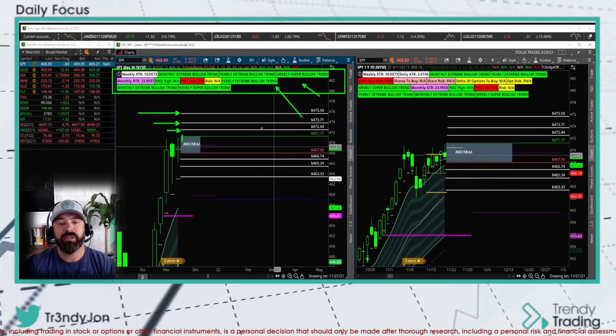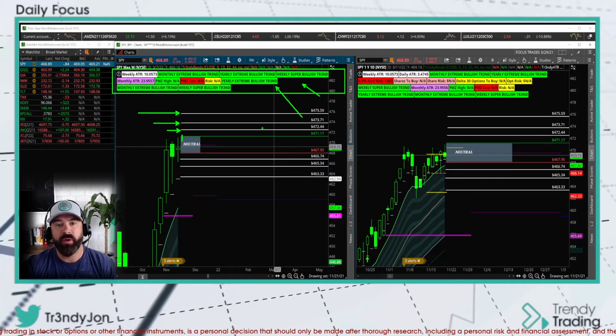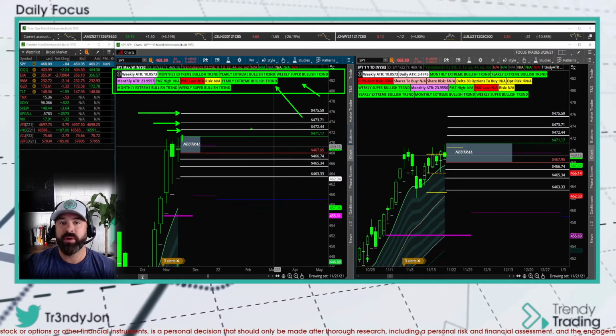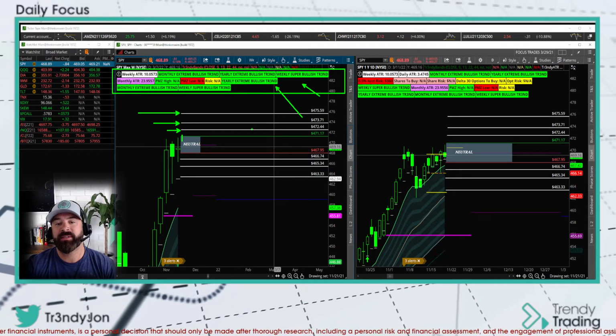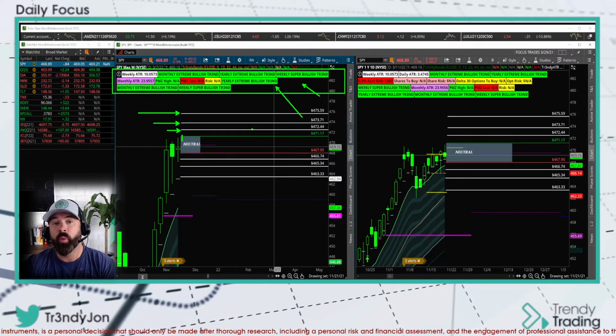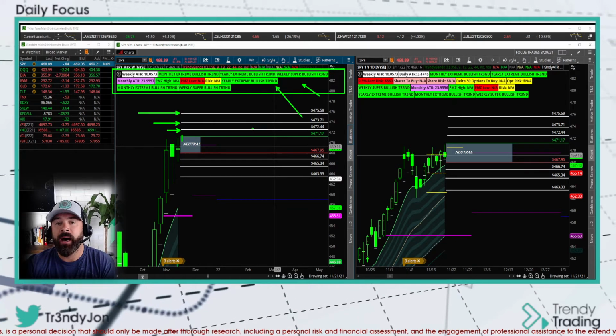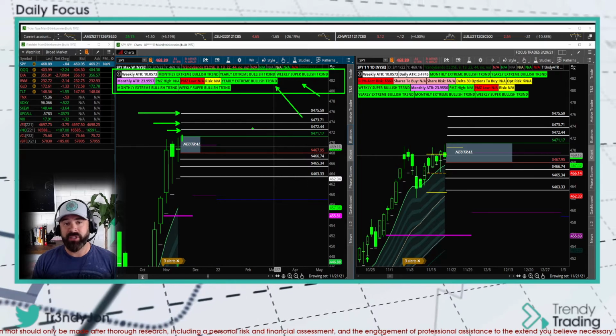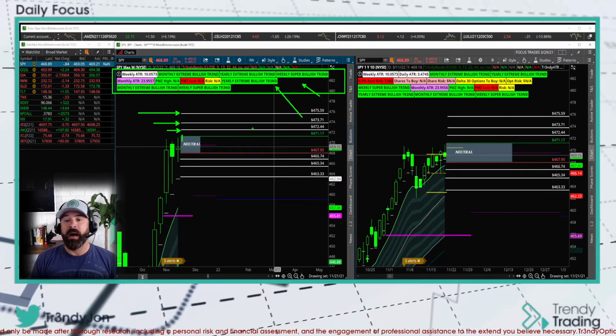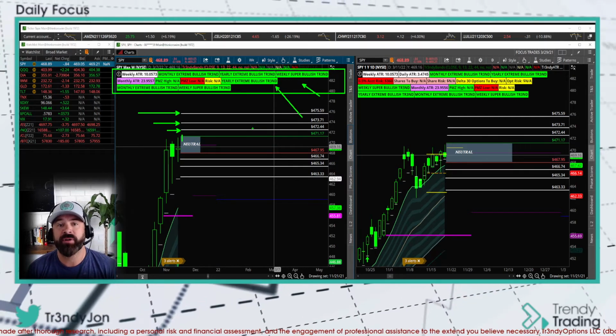And I do teach this at Trendy Trading. Okay, it is very important that you know how and where to place your Fibonacci extensions to give yourself realistic targets that are going to work. And you guys can always go out there on my Twitter and see just how well my targets work. I teach everybody that here at Trendy Trading.